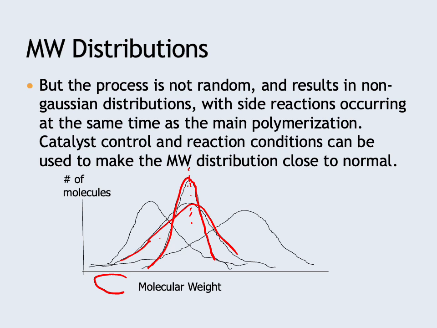The value of low molecular weight molecules is it allows for lubricity. The small molecules allow for flow of the polymer into a tool. So low molecular weight aids in processing. And the high molecular weight molecules provide the strength.